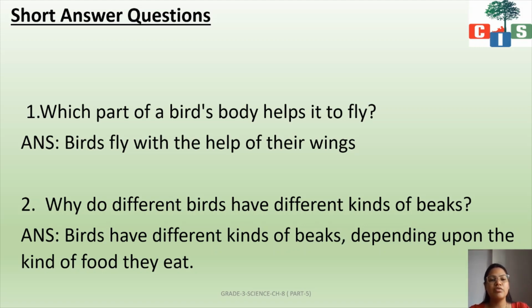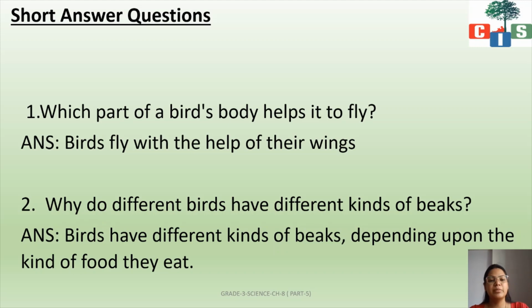Which part of a bird's body helps it to fly? So, very easy question. Which part of the bird helps it to fly? Birds fly with the help of their wings. Yes. Now moving further to question number 2.